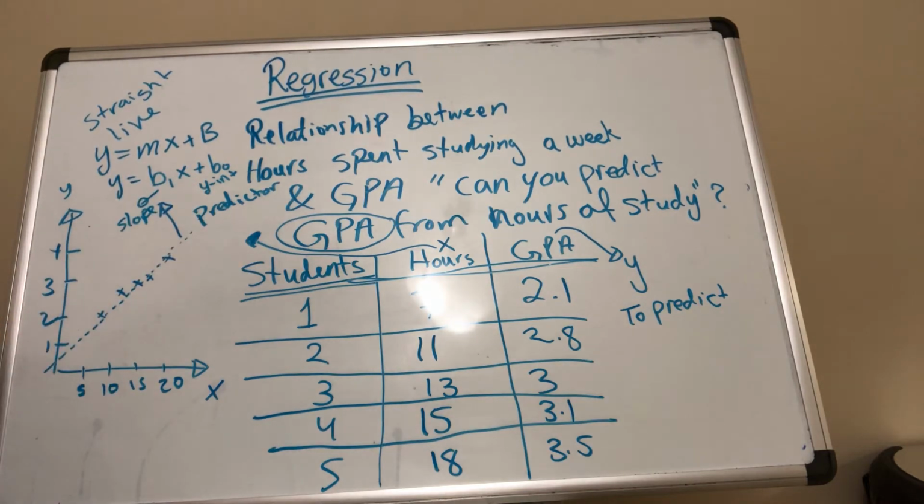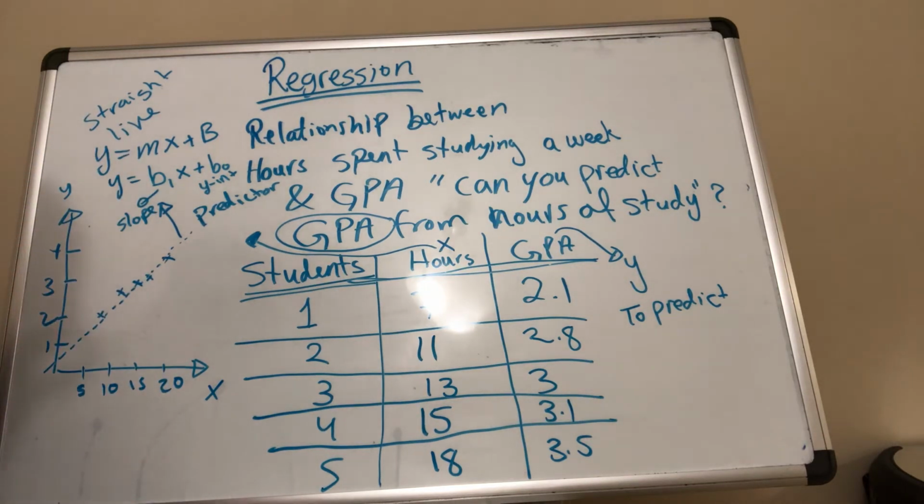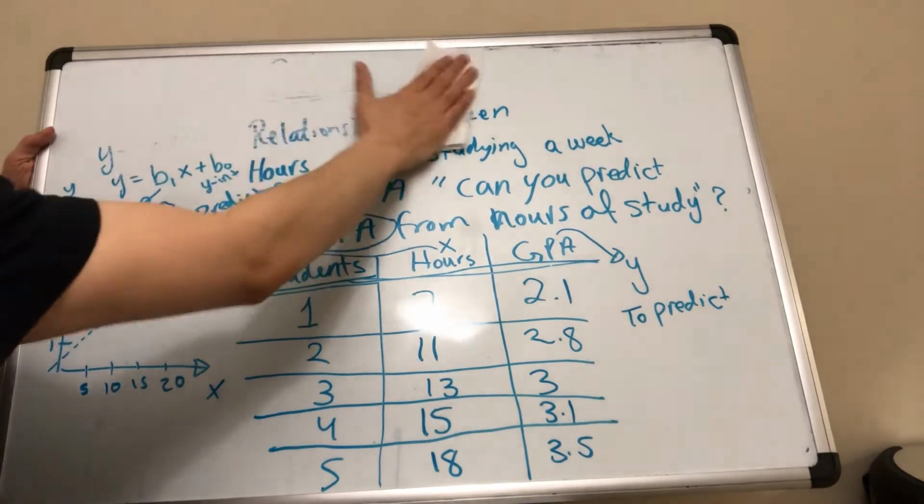So this is basically what the report is talking about: trying to predict something using something else. This is the concept of regression, to try and find this relationship that relates both of them together.